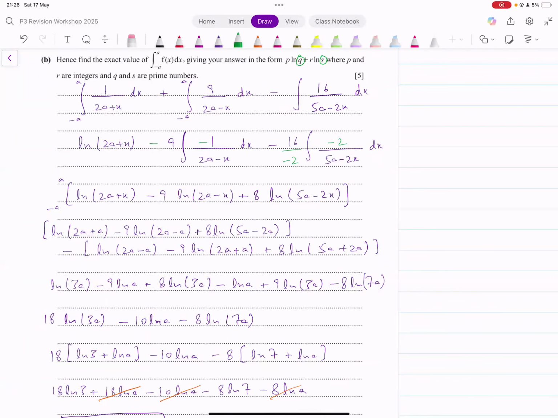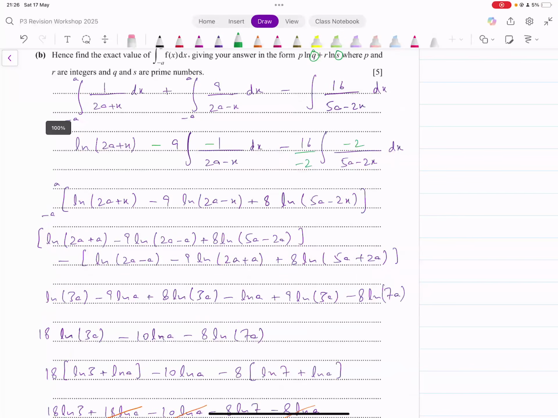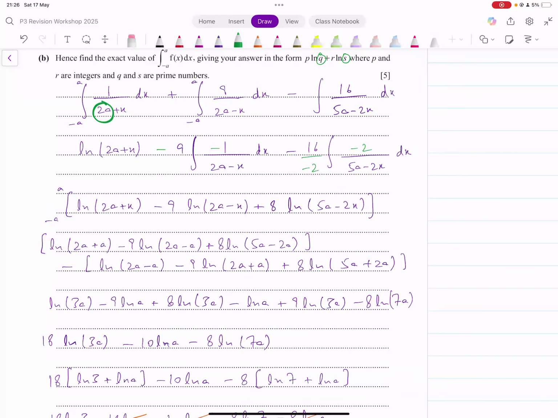Now, in this question, they are telling you that the answer has to be in this form: p ln q plus r ln s, where p and r are integers and q and s are prime numbers. Even though this is in terms of a, they want the final answer not to have a in it, right? You would just do it the standard way. A is just a constant, remember, so its derivative would be 0.